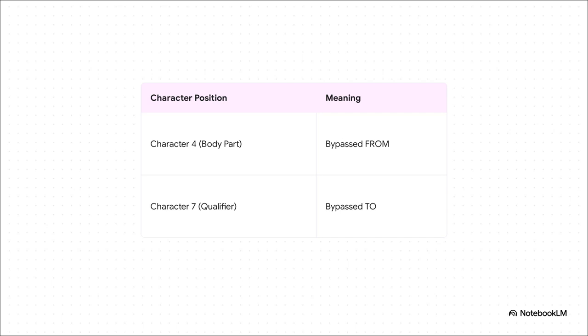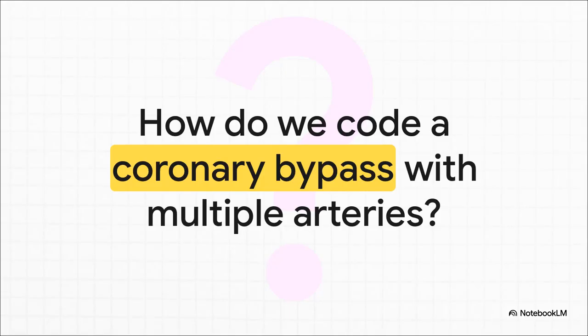So for a gastric bypass, character 4 is the stomach, and character 7 might be the jejunum. From the stomach to the jejunum. Super simple, right? Well, mostly simple. This actually brings us to a notorious coding pitfall. How on earth do we handle a coronary artery bypass graft, or CABG, when multiple arteries are involved? Think about it. If character 4 is the from site, how are we supposed to list 4 different coronary arteries in a single character space?